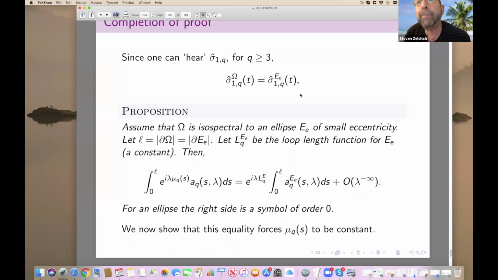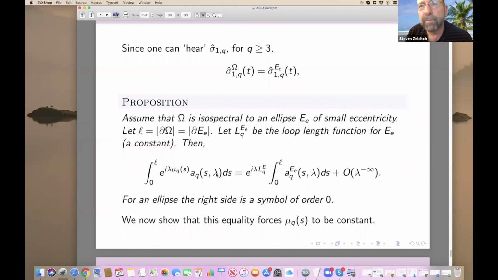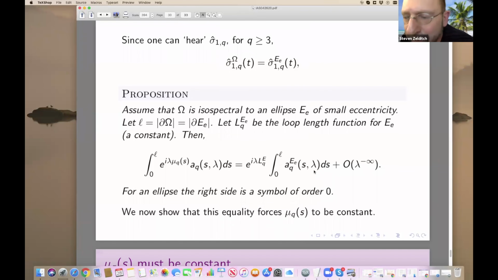So now what's going to happen? From the fact that you can hear these Q bounce contributions to the wave trace, we have that these 2 things are equal: the Q bounce contribution of the wave trace for your nearly circular mystery domain and that for the ellipse. They have to be equal. Then these Melrose-Marvizi integrals have to be equal for the mystery domain and for the ellipse. Okay, but the ellipse has an extremely special Melrose-Marvizi integral because the loop function is constant.